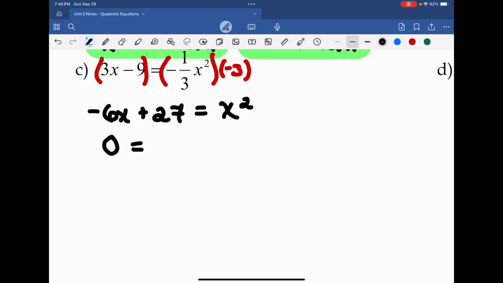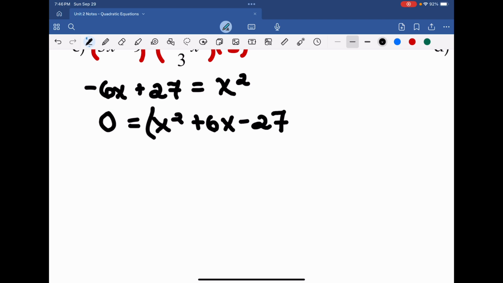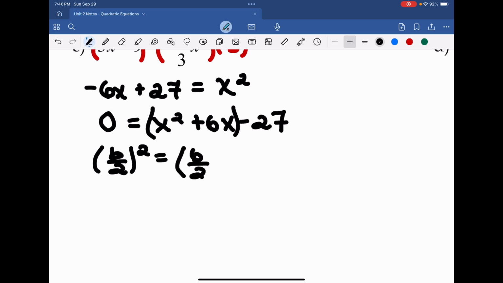That's going to give us 0 is equal to x squared plus 6x minus 27. Now what we want to do is complete the square from here. So we're going to group our first two terms together. This is 0 is equal to, we can't remove anything out of here, so we're actually just going to go right to our b divided by 2. B divided by 2 all squared is equal to, we have our 6 divided by 2, and this is squared.